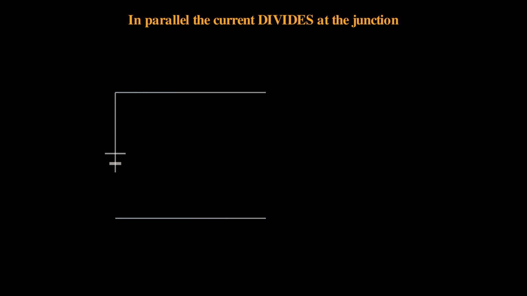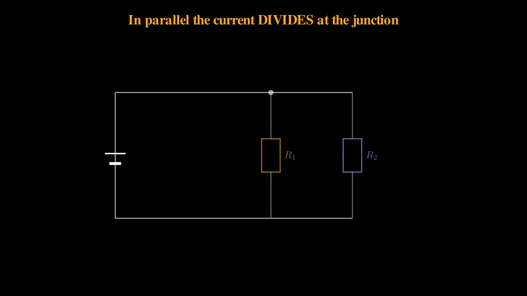Now split the path in two. This is a parallel circuit. The current leaves the cell, reaches a junction, and divides between two separate branches, each with its own resistor. The main ammeter reads 3 amps. At the junction, that 3 amps splits. Here 2 amps go down the first branch, and 1 amp down the second.